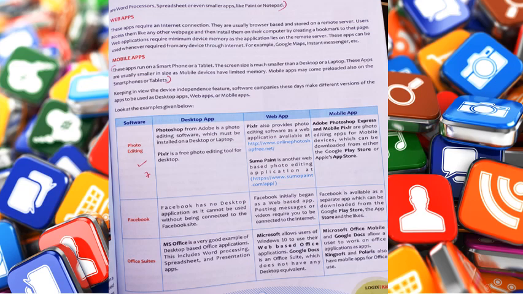Second one, web app. Pixlr also provides photo editing software as a web application. Sumo Paint app is also a web app. Web app means if we are using these apps on the computer or on our smartphones, we will require the internet connection. For mobile apps, we can download Adobe Photoshop Express and Mobile Pixlr onto the mobiles or onto our tablets through Google Play Store or from the Apple Play Store.